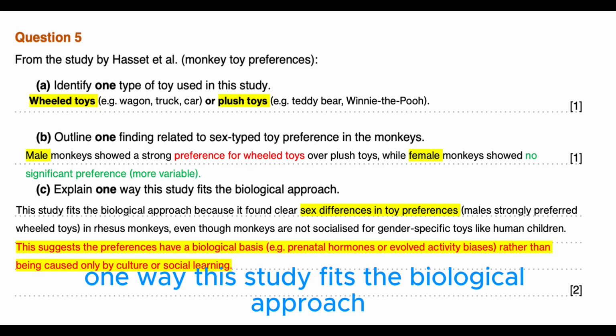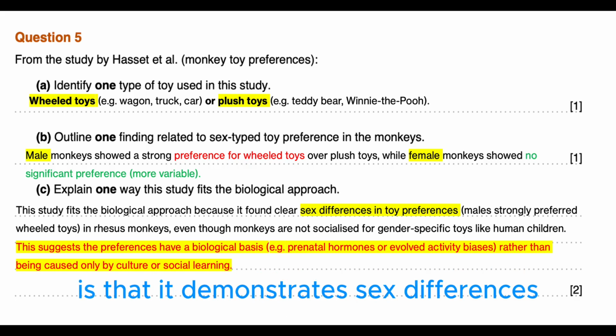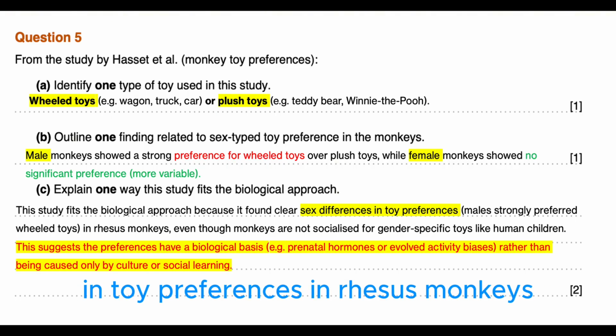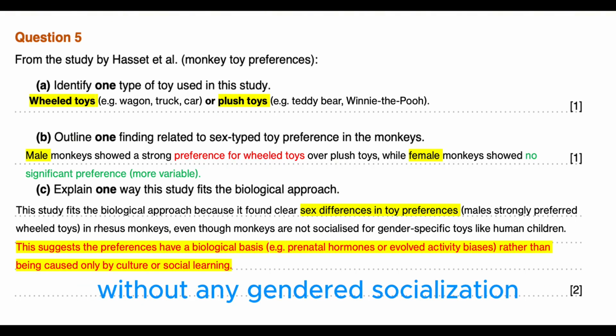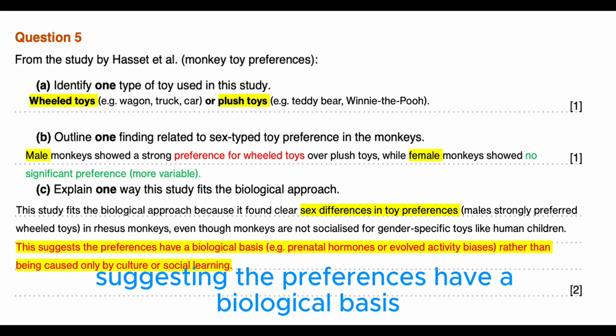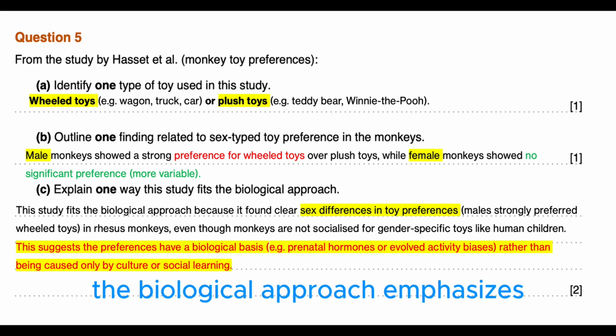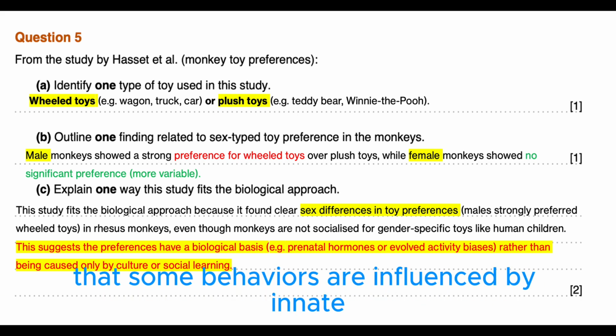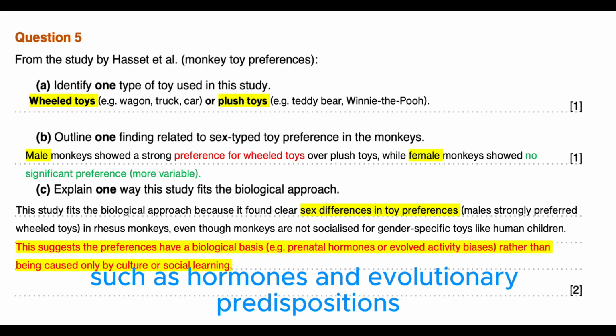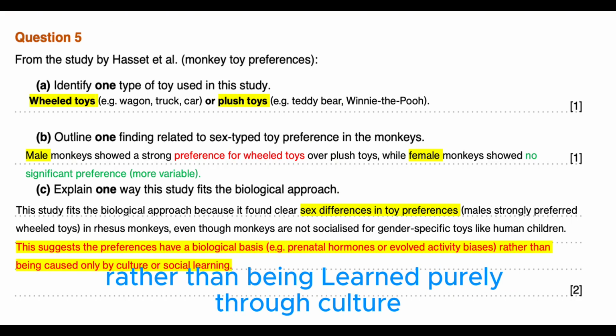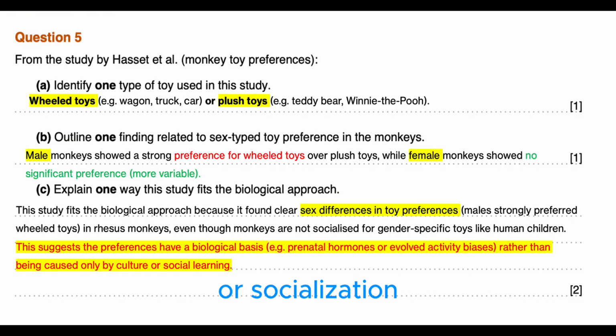C. One way this study fits the biological approach is that it demonstrates sex differences in toy preferences in rhesus monkeys without any gendered socialization, suggesting the preferences have a biological basis. Let me explain this in detail. The biological approach emphasizes that some behaviors are influenced by innate biological factors, such as hormones and evolutionary predispositions, rather than being learned purely through culture or socialization.